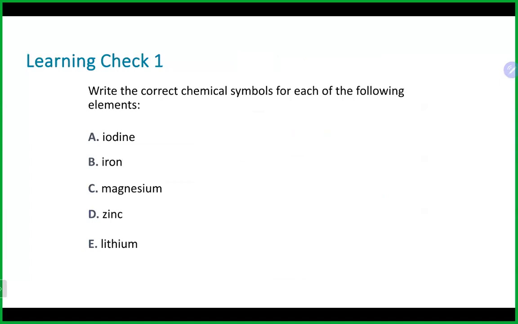All right, let's take a look at some of these, just may help. We want the symbol for each of these. So iodine is I. Iron is Fe, magnesium, Mg, zinc, Zn, lithium, Li. So again, one letter capitalized; two letters, first one capitalized, second one not. Go.